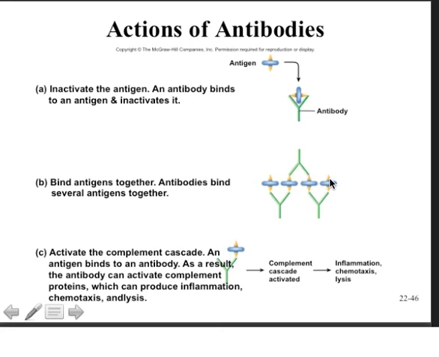Essentially, what happens is you produce a complex that has such a large molecular weight that it comes out of solution and becomes an easy target for a macrophage, which can come by and destroy it. And then it can also activate the complement cascade that leads to essentially membrane rupture and lysis.